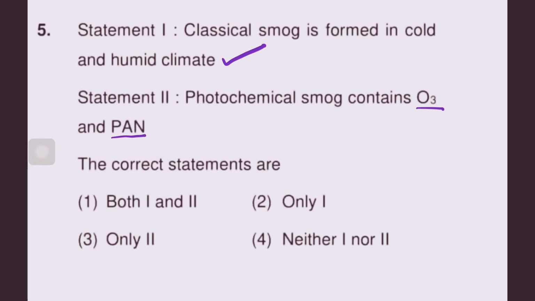Okay, these are basically NOx. These are basically constituents of photochemical smog, which are oxidizing in nature. So the correct statements are basically both 1 and 2. Both 1 and 2 are correct. So it's the first one. Let's move to the next one.